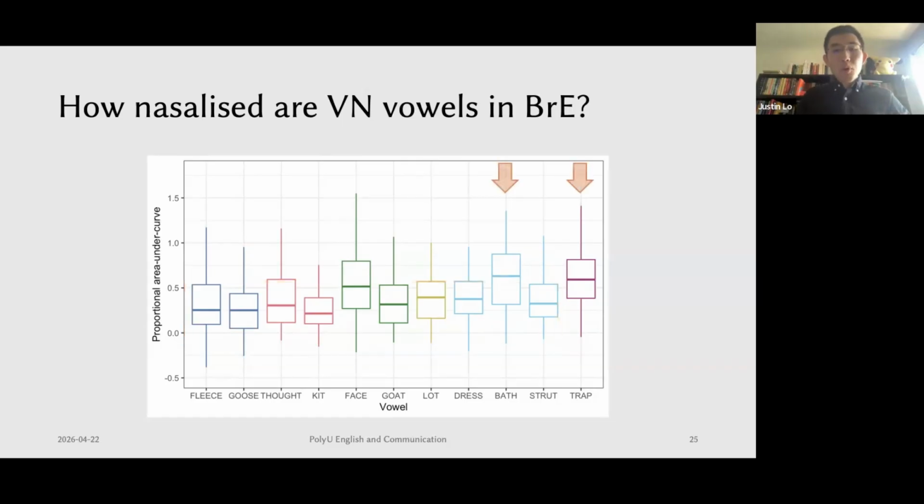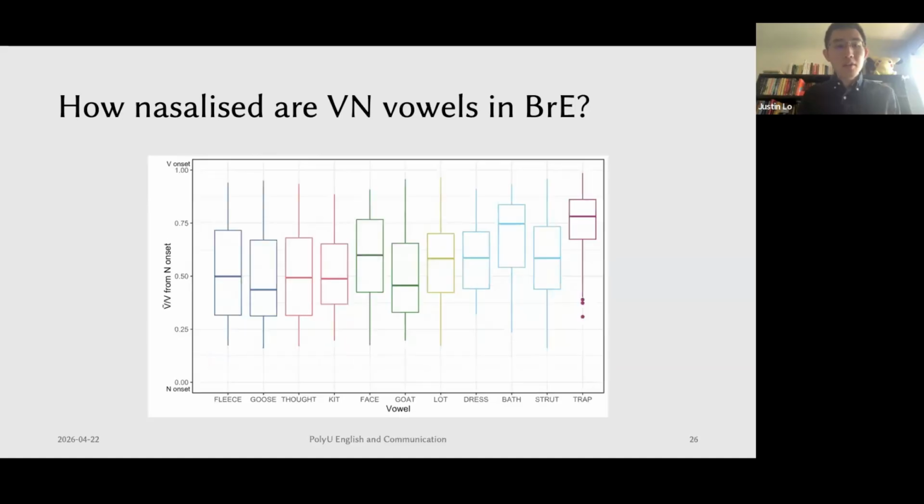But we also find, interestingly, that across that picture of very gradient and just generally low level nasal coarticulation, we have these two vowels, bath and trap, that have substantially higher degrees of nasalization. So these two vowels may be doing something slightly weird compared to the rest of them.